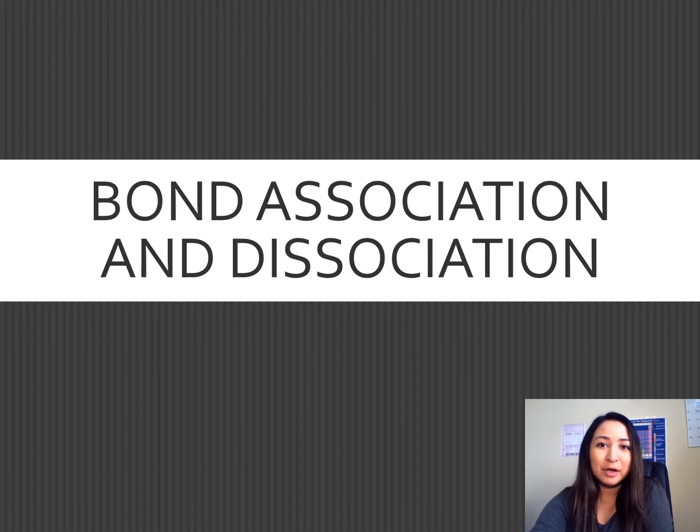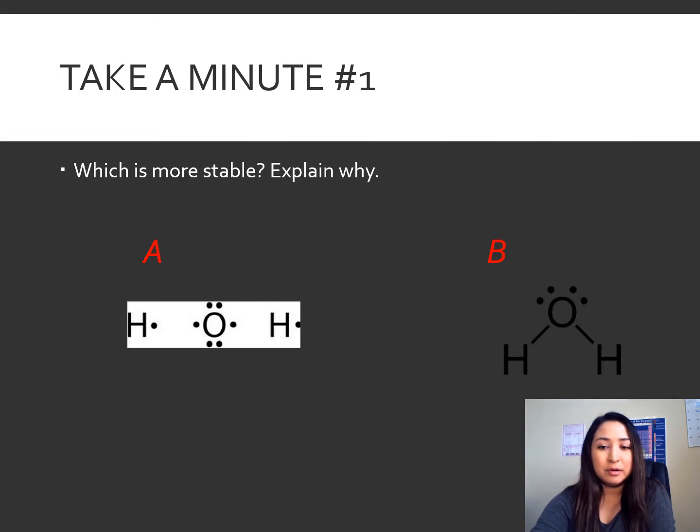Hello, so we're going to be talking about bond association and dissociation. So let's go ahead and take a minute. We are going to look at these two examples and you guys are going to determine which would be more stable and why.